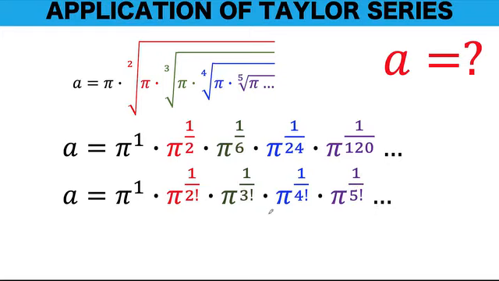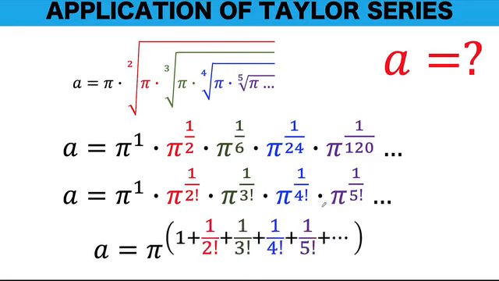Notice also that pi is a common base here and the operation is product. So applying the properties of exponents, we copy the common base and we add the exponents. And this is now the result. The common base is pi and we add all these exponents. Notice that there's a pattern here: 2 factorial, 3 factorial, 4 factorial, 5 factorial. And so if we continue this pattern, the next is plus 1 over 6 factorial and then plus 1 over 7 factorial and continue up to infinity.